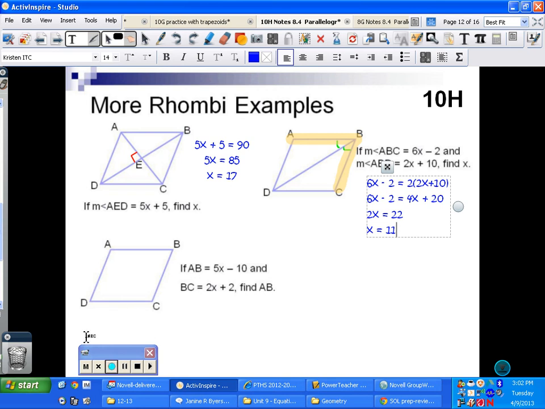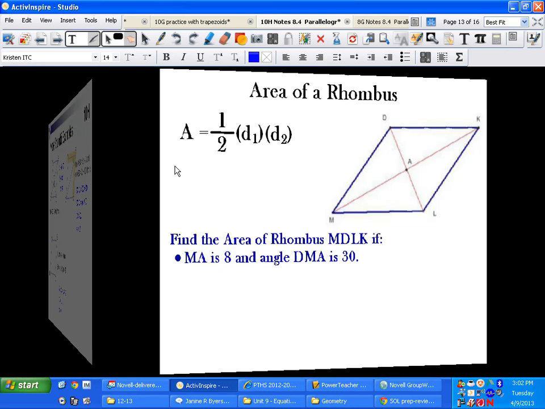Here we have AB is 5x minus 10 and BC is 2x plus 2. You just got to know that in a rhombus all the sides are congruent. So we can really simply just set those two equal to each other. Add 10 to both sides, subtract 2x from both sides. We get 3x equals 12 and x equals 4. So not real complicated, just as long as you can remember these properties and apply them when they're appropriate. Let's go ahead and take a look at the next page.